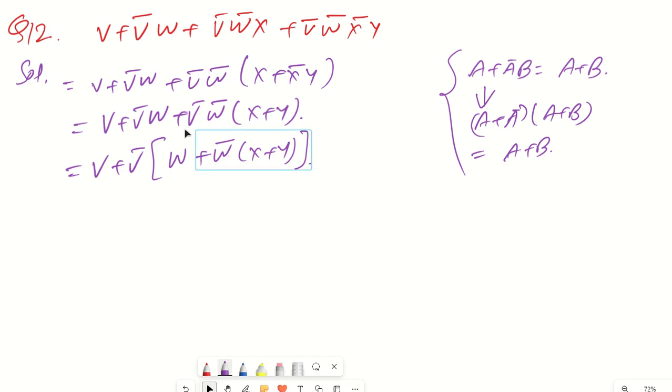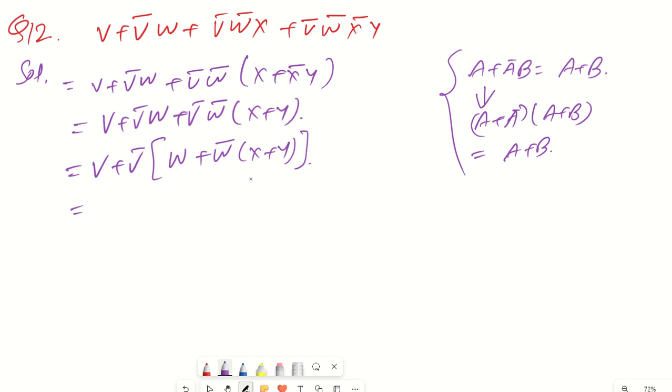Okay, so this thing we are going to get. Now you can see (w + w̄)(x + y) can be written as (w + w̄)(w + x + y). So w + w̄ will become 1. Sorry, w + w̄ will become 1. So this is how we are going to get just w + x + y.